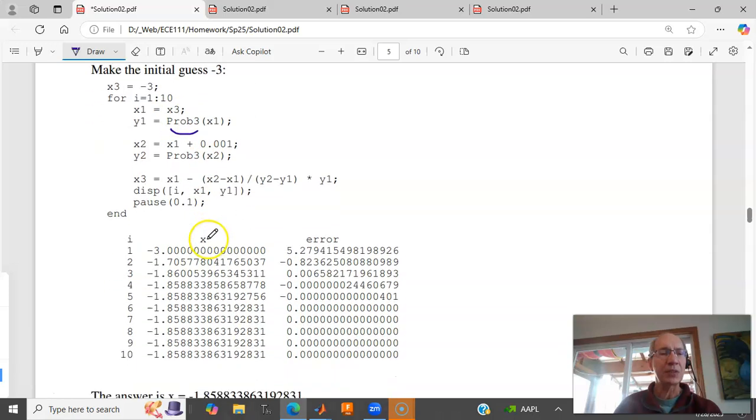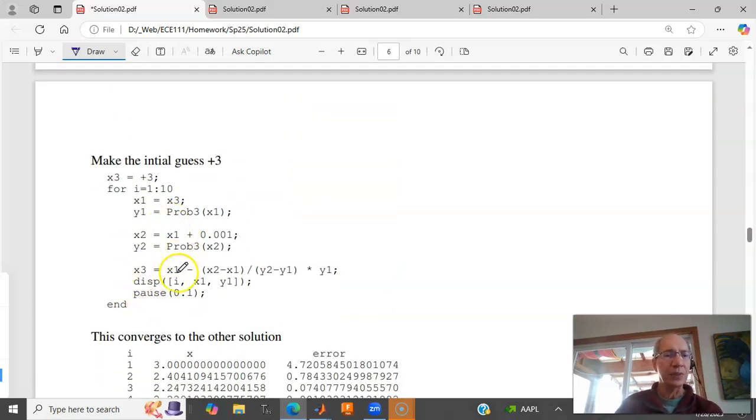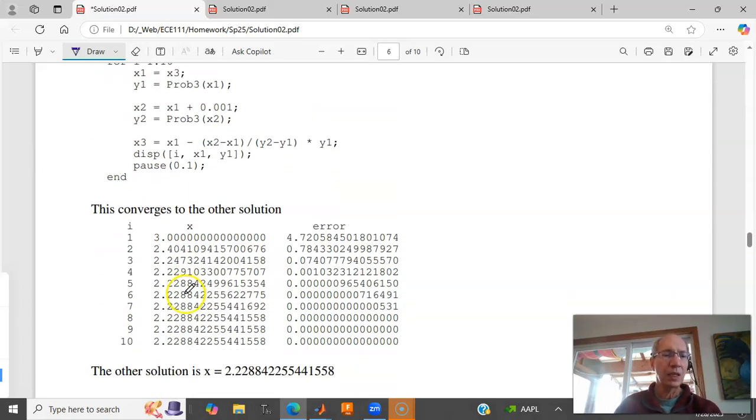Make my initial guess minus 3. It iterates and finds the answer as being minus 1.85. If I make my initial guess plus 3, it iterates and finds the solution near there, 2.228.